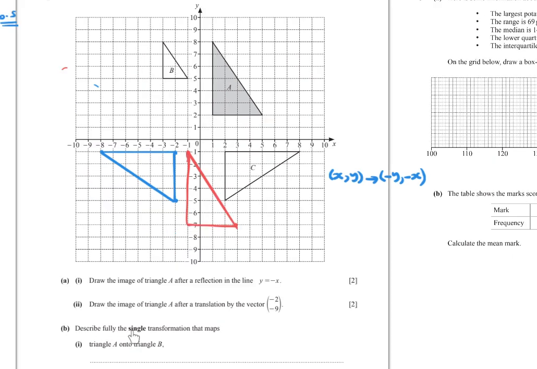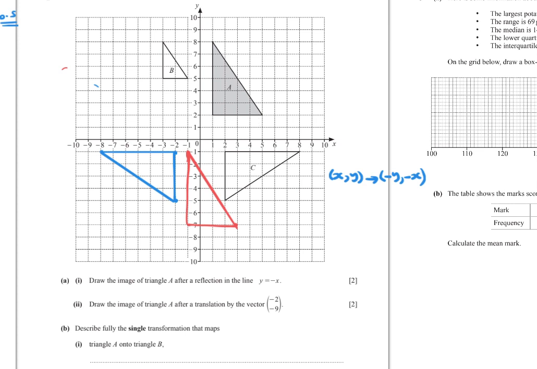Now B, describe fully the single transformation that maps A into B. A to B. So this is an enlargement. To find the scale factor, divide the new side by the old one. So 2 over 4, which is 1 over 2. So enlargement by scale factor half.